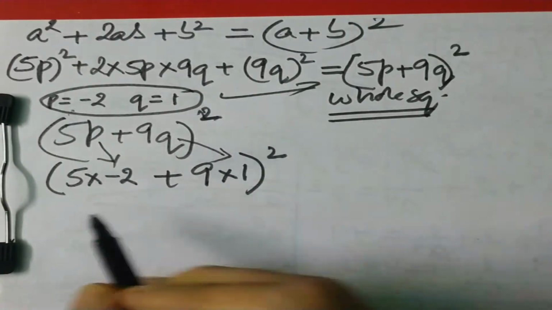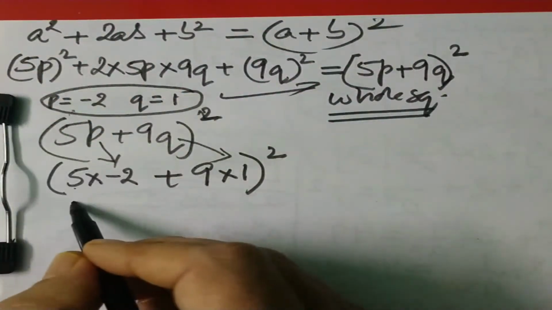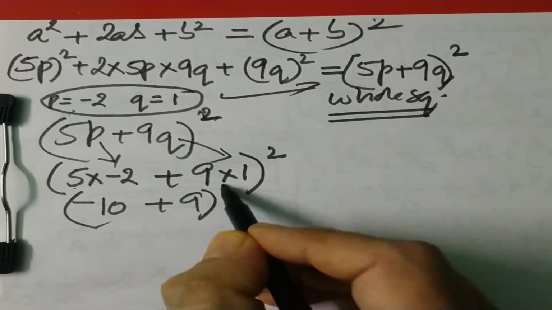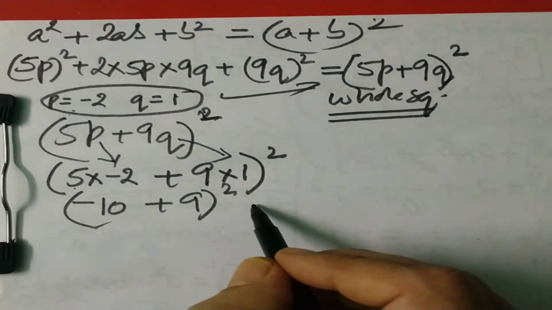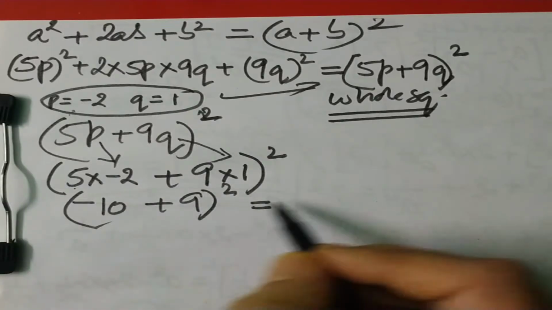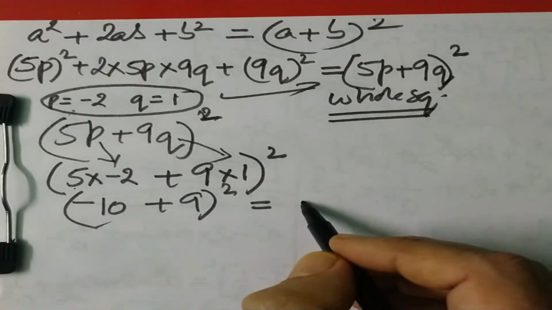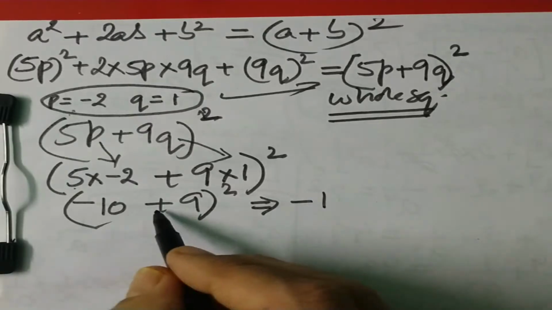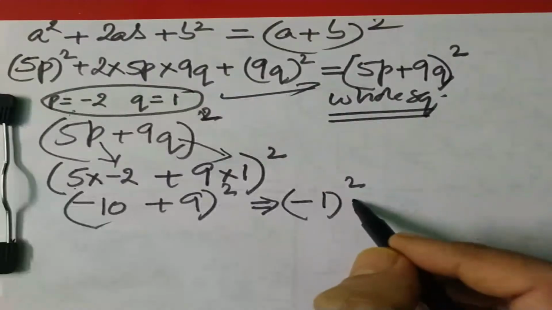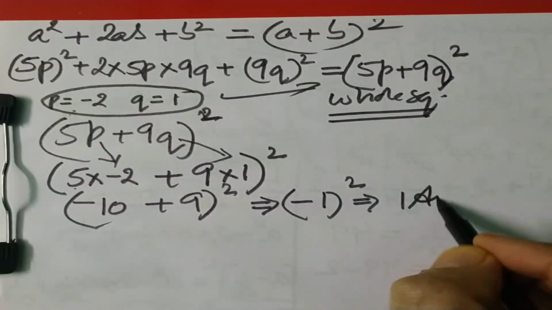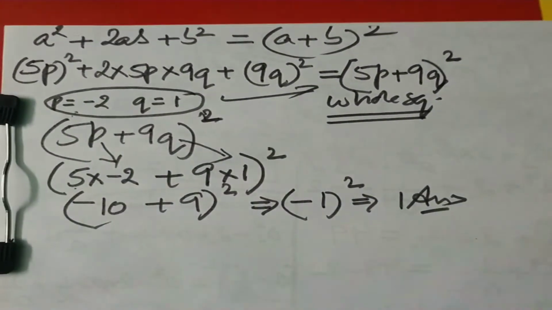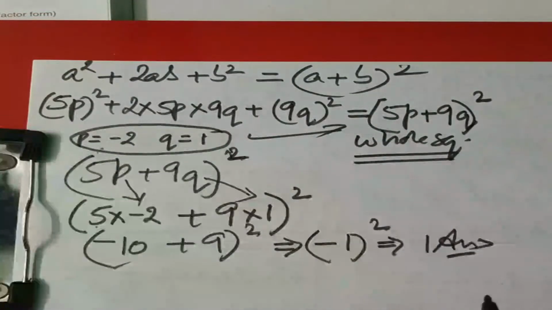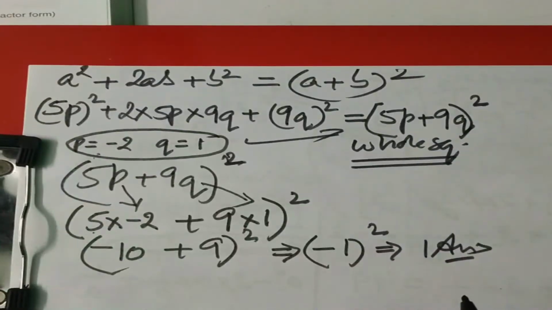Question says this. Now it will become 5 into 2 minus 10, 9 into 1, 9 square. So this will become minus 9 plus minus 10 plus 9, which is equal to minus 1 when you solve. So what is the answer? Minus 1 is the answer. See, the question says find the answer when values are given. So there are two values given, you have to find the answer.